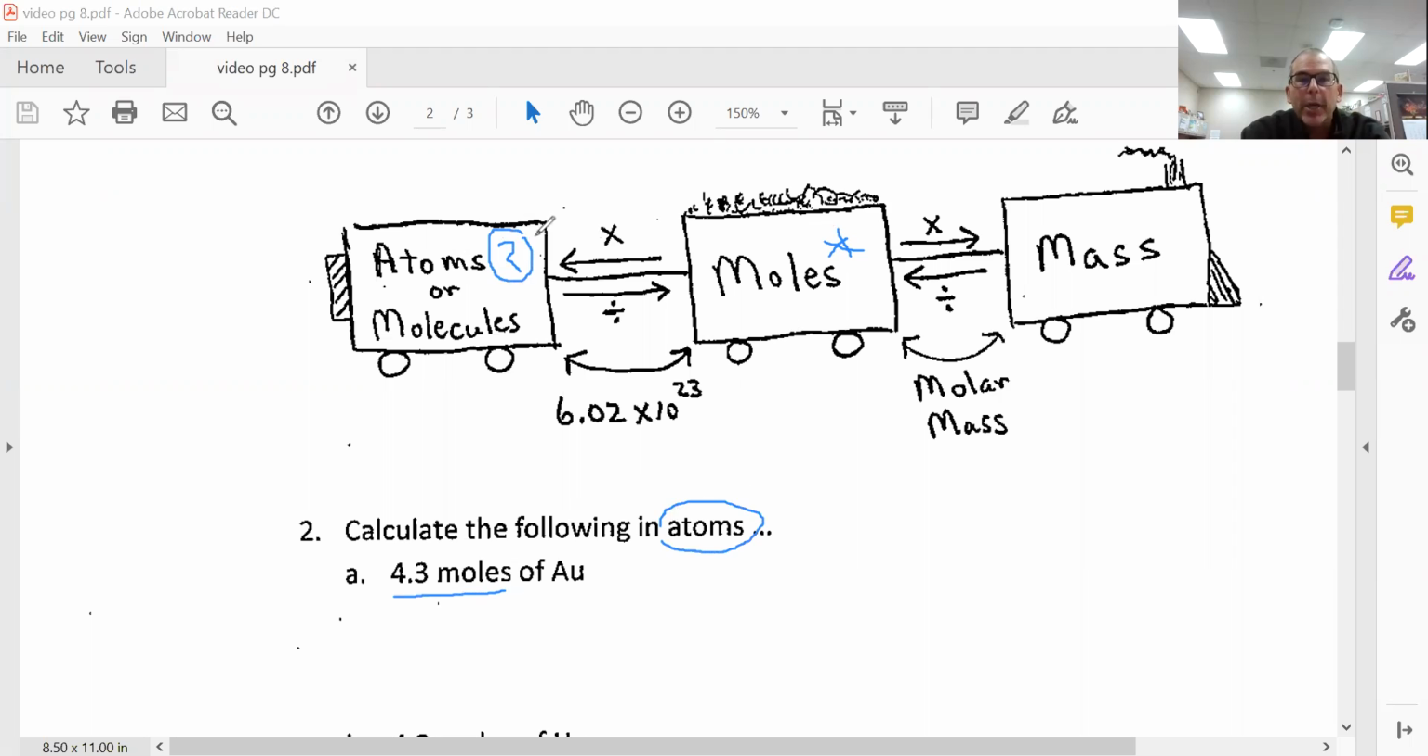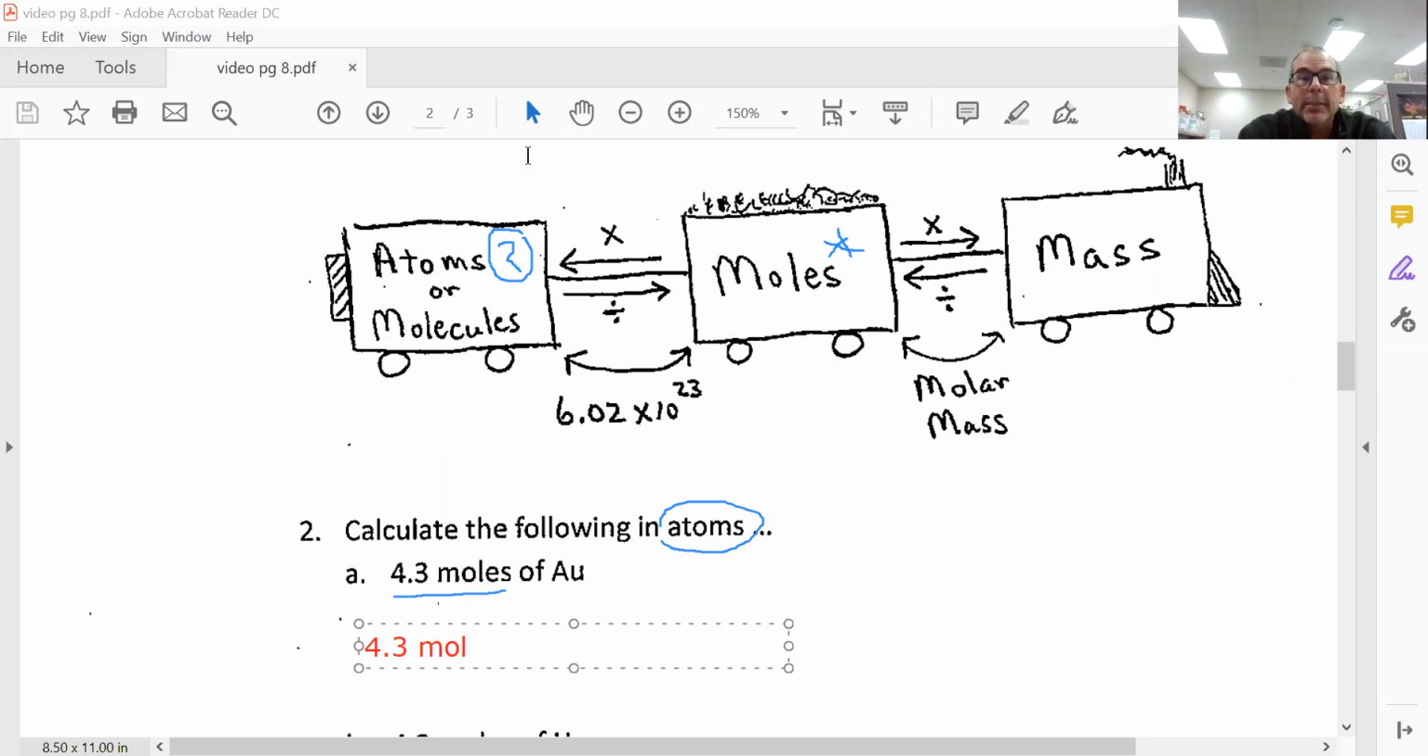Now, what's the difference between finding atoms or molecules? There's 6 times 10 to the 23rd atoms in a mole, or 6 times 10 to the 23rd molecules in a mole. There's also 6 times 10 to the 23rd pencils in a mole of pencils. So it just depends if you're talking about elements or compounds. This is an element, so that's why I said atoms. Okay, I'm going to write what I know, which is my 4.3 moles.